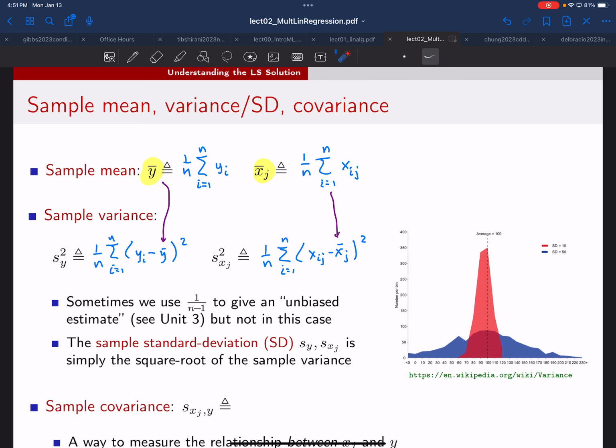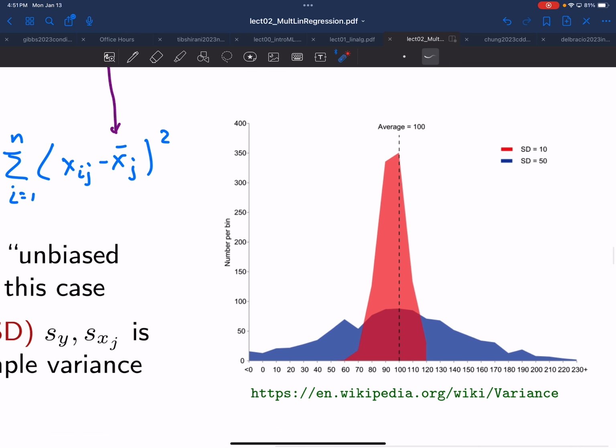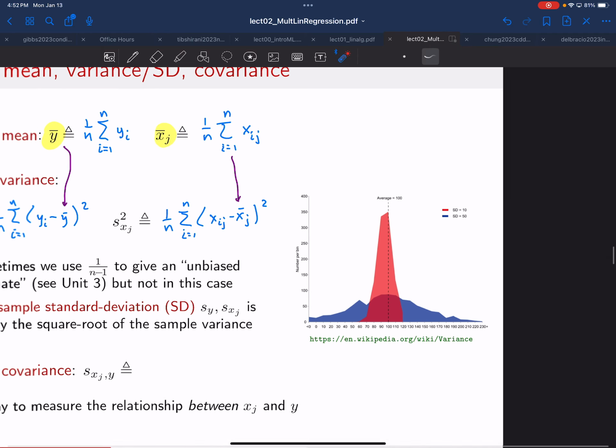Are there any questions on variance? Okay, so here's a little picture that shows examples of histograms of two variables that perhaps have the same sample mean, but the red one has a small variance and the blue one has a large variance. So its average deviation from the mean is larger in the blue case.